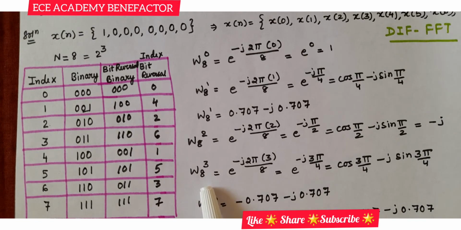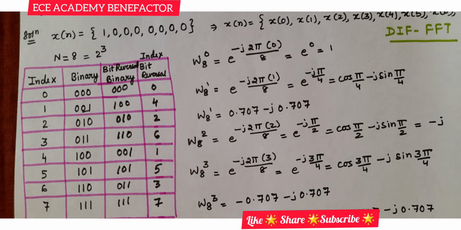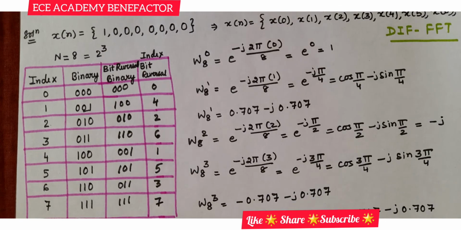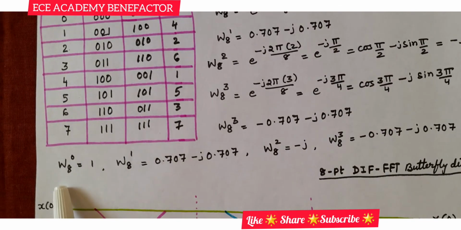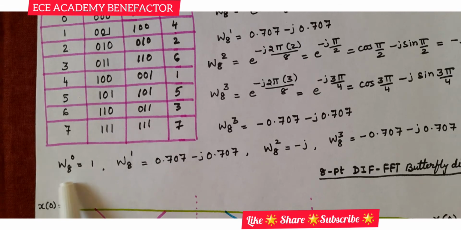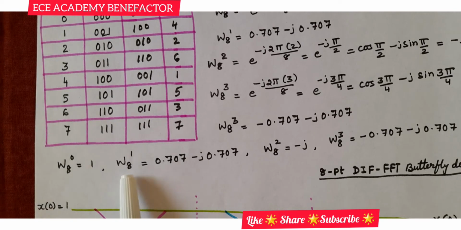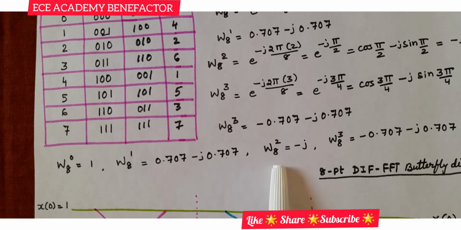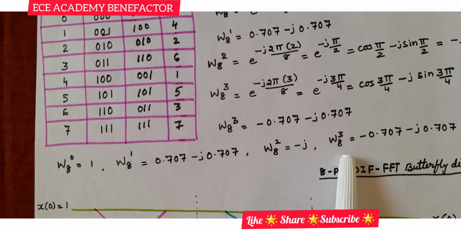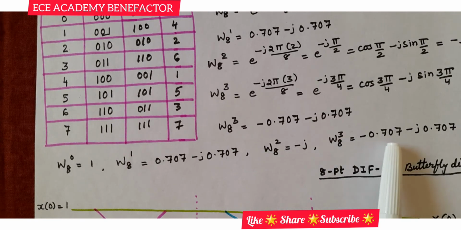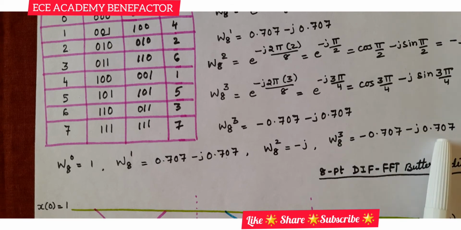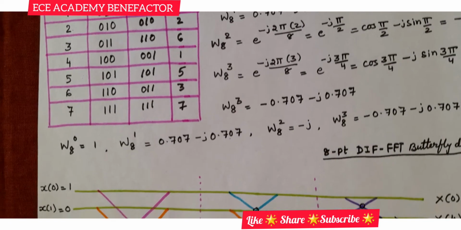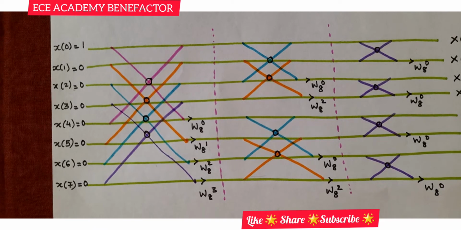W8 to the power 3, on simplifying you will get it as minus 0.707 minus j 0.707. So finally I have written all the 4 twiddle factors. W8 to the power 0 is 1, W8 to the power 1 is 0.707 minus j 0.707, W8 to the power 2 is minus j, W8 to the power 3 is minus 0.707 minus j 0.707. So we will compute all the twiddle factors before solving the problem using the butterfly diagram.